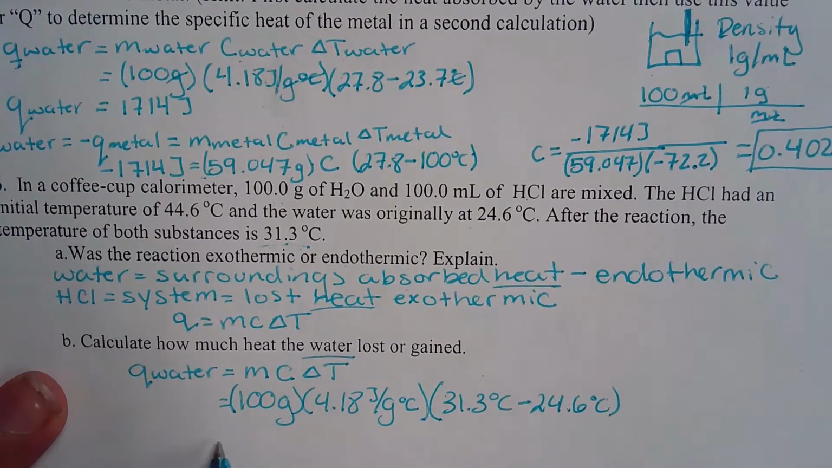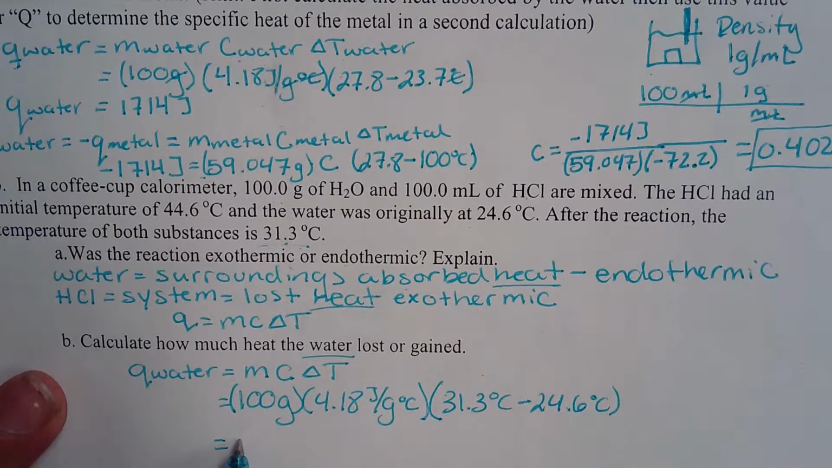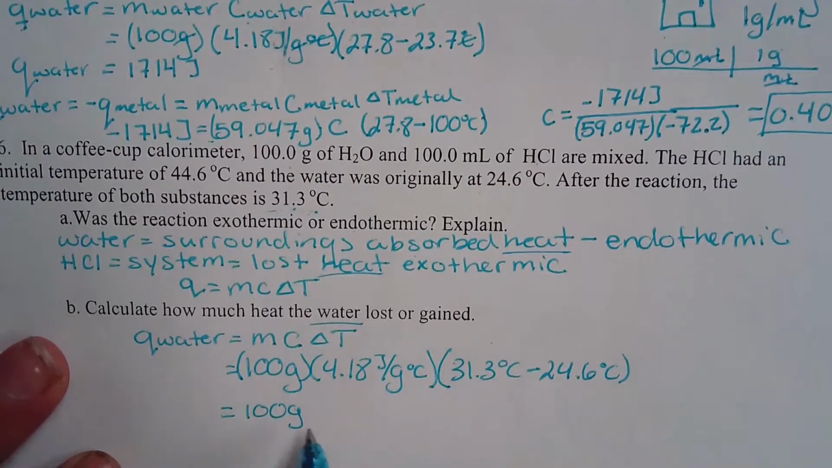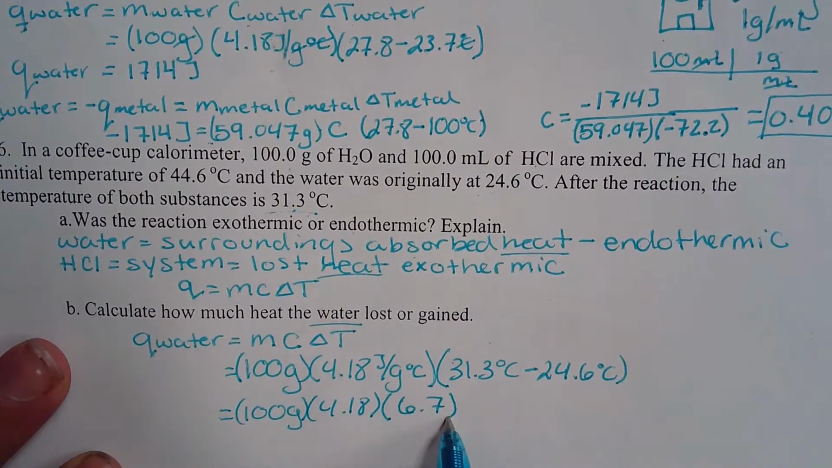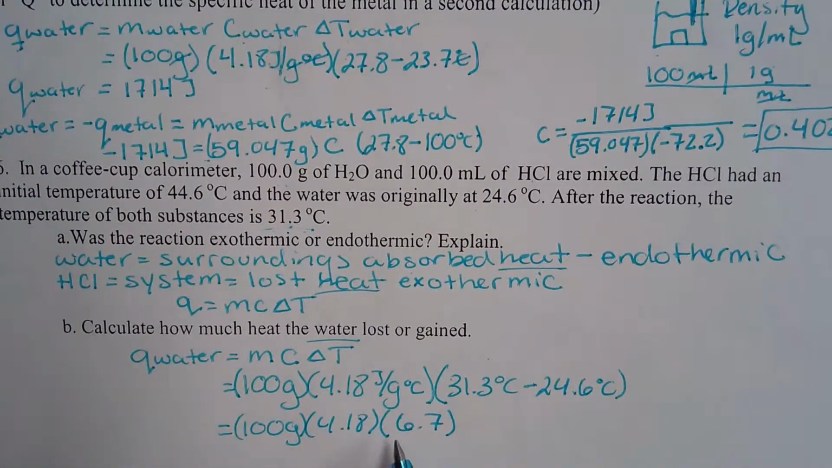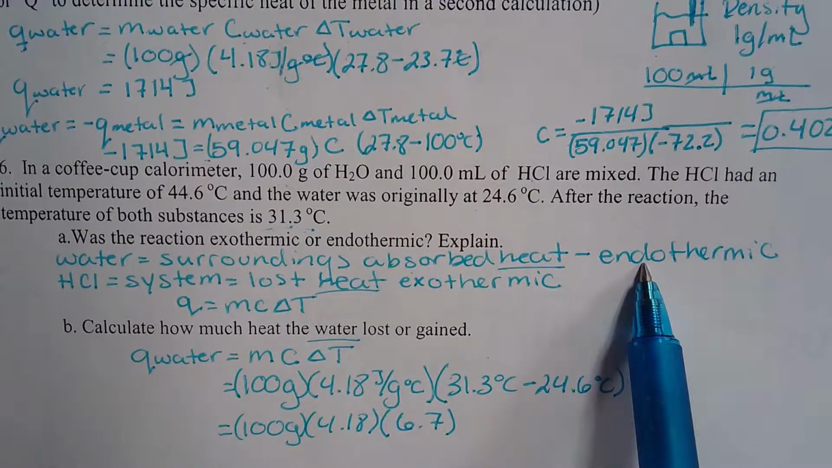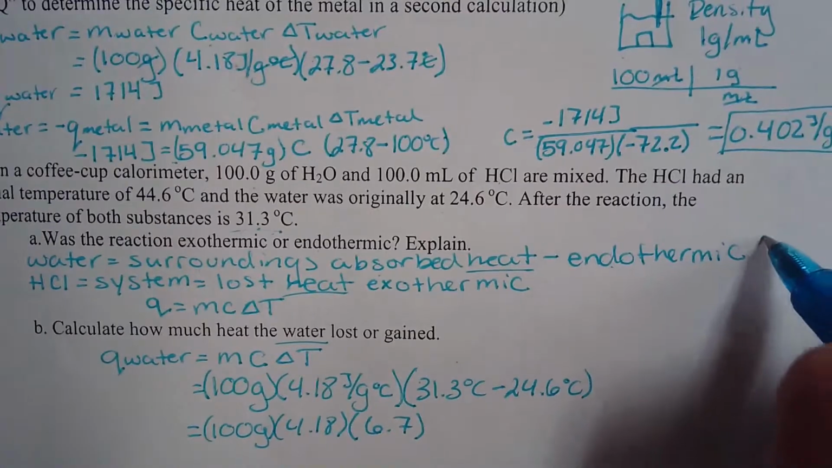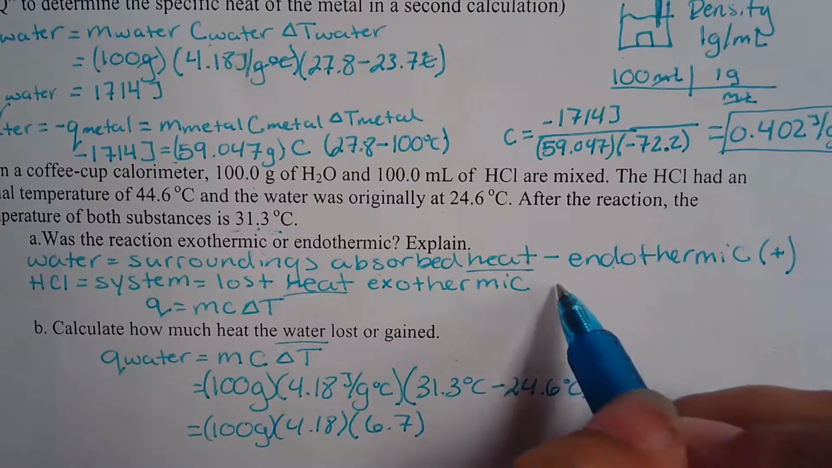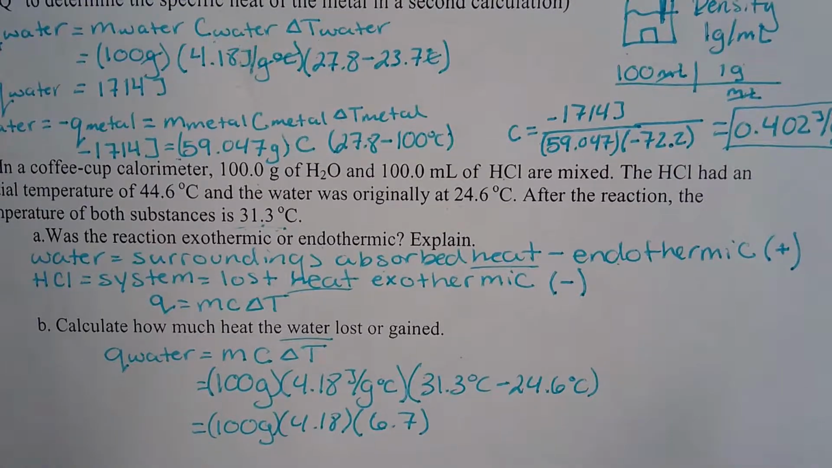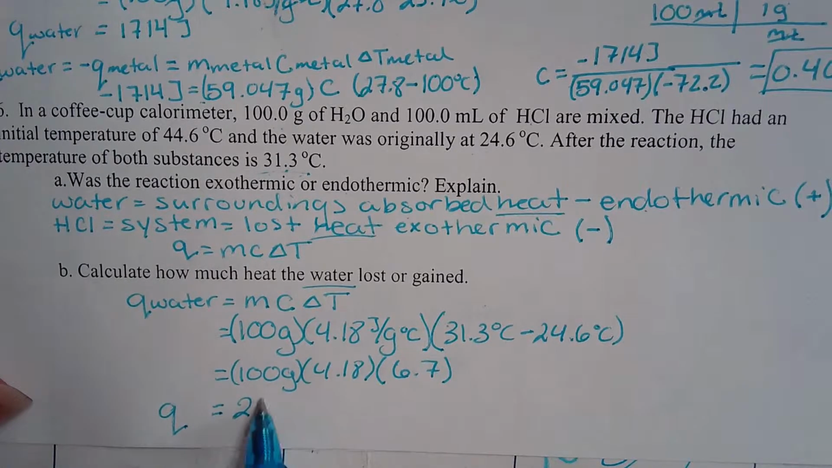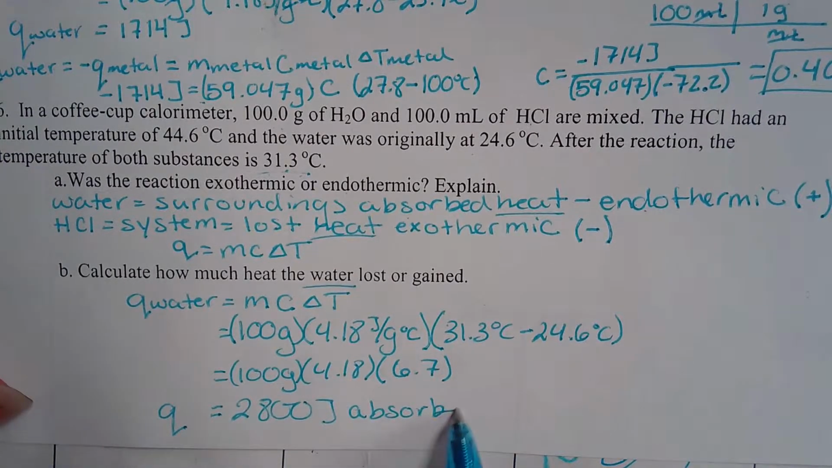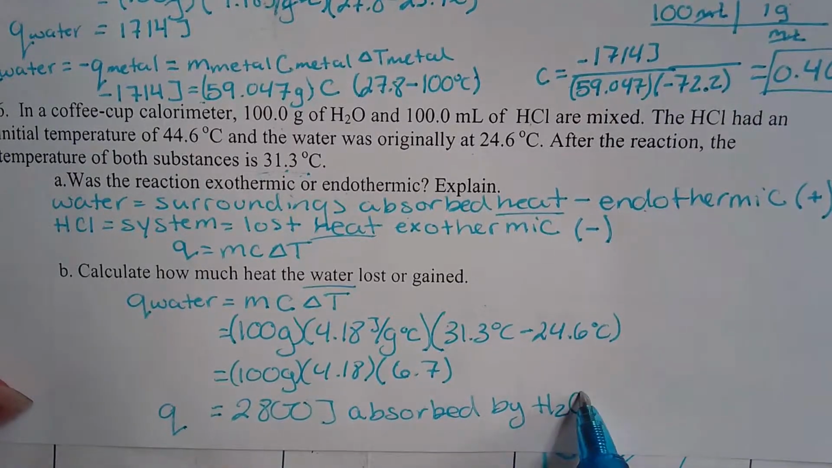24.6 degrees. Okay, if we plug all of that into our calculator, we end up with 100 times 4.18 times 6.7 was our change in temperature. Notice our change in temperature is positive, which matches with our endothermic reaction. Okay, remember, endothermic means you've got a positive change in temperature or a positive value for heat. Exothermic, you have a negative change in temperature or a negative value for heat. So when we do this calculation, we get that the heat of the water was 2,800 joules. It's positive, absorbed by the water. Okay?